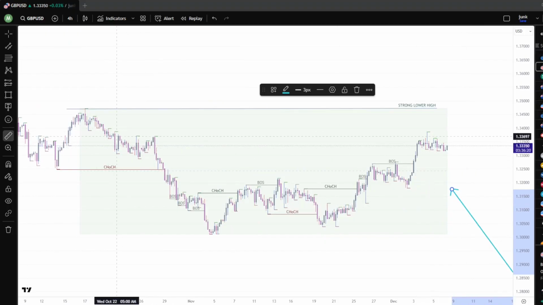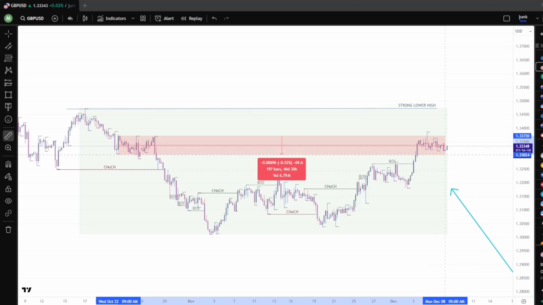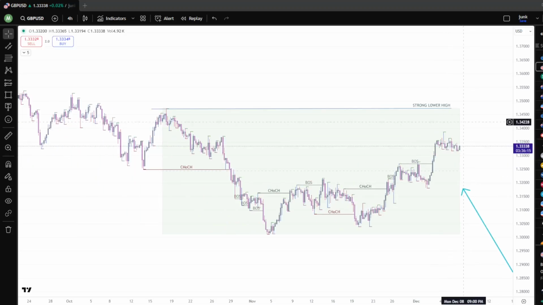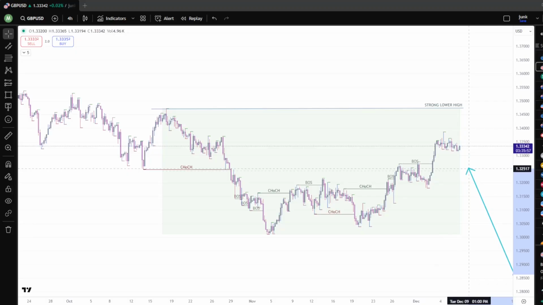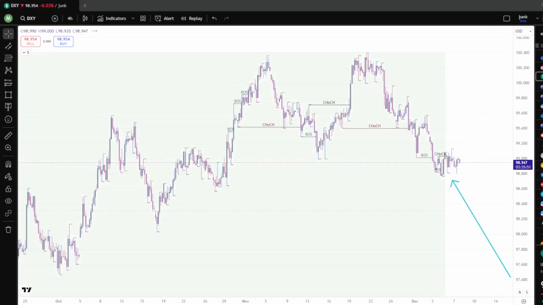Waiting to see what price does to get past this area, similar to Euro. What we can see is buyers have been impulsive inside. Impulse up, correction, higher low, impulse up, and consolidation and correction now. So just expecting, just like with Euro, to continue to push up and take out the highs of the overall range.